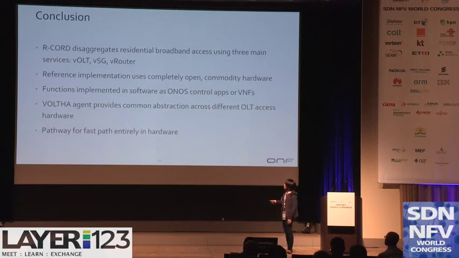In conclusion, CORD allows us to disaggregate the residential broadband access in terms of the VOLT, the VSG, and vRouter. The reference implementation is intended to be fully open, leverages white box hardware, and the control functionality is implemented in ONOS in terms of the AAA authentication, being able to push flows down to make sure that the S tags and C tags are provisioned. And of course, VOLTHA allows us to provide abstractions so that we can support many vendors as they bring in their hardware.